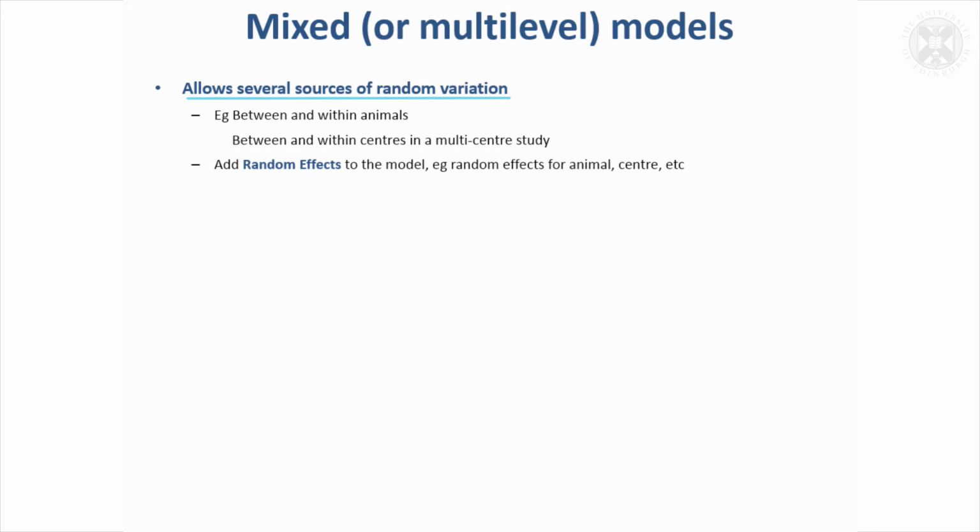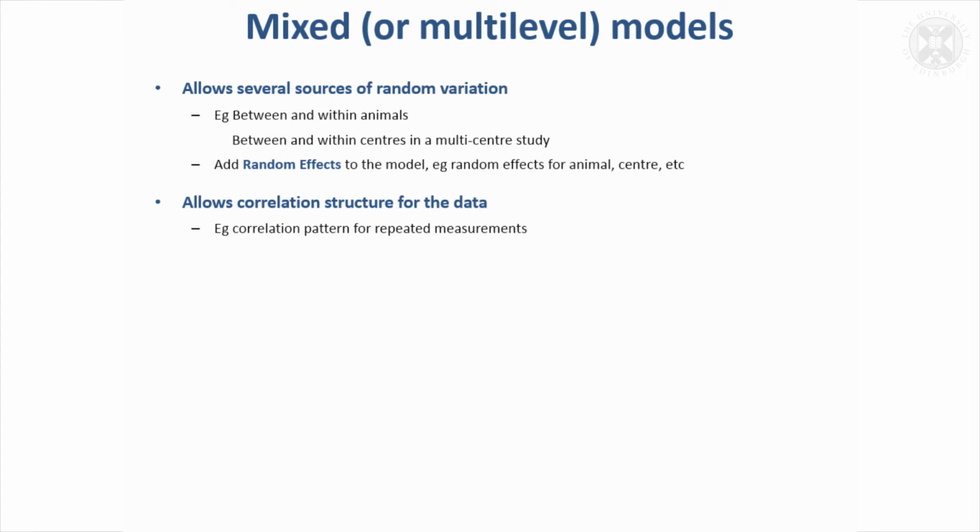And you would do that by adding what are called random effects into the model. So you would add random effects for something like animal or centre, depending on where your sources of variation were. Another useful thing mixed models can do is allow for correlation in the data, correlation structure. So for our repeated measurements, we could say, yes, well, we think they're going to be correlated on the same animal. But it's possible that if the values are closer together in time, there's going to be more correlation than if they're widely separated in time. So you can put some structure to that correlation.